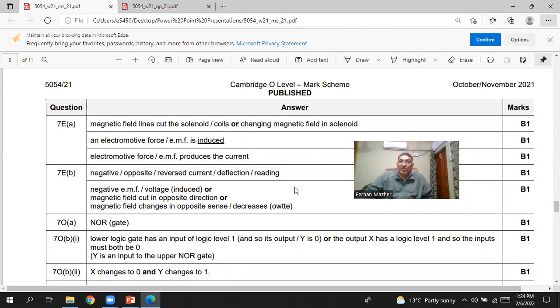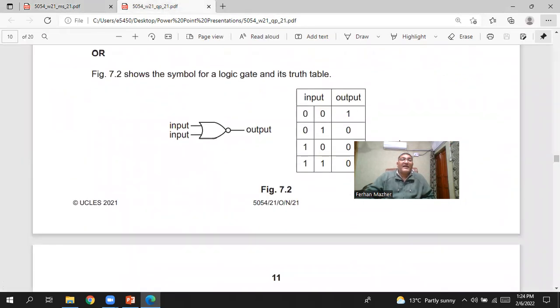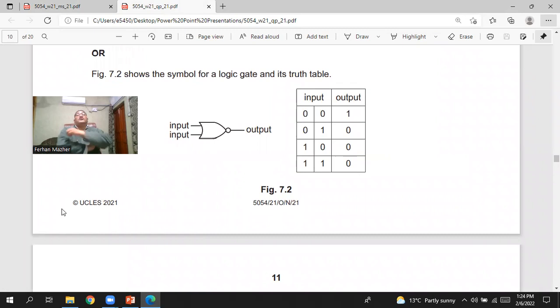The marking scheme is showing up on your screen. You can pause the video, take time, read them, and compare the answers. Okay, now let's move to the next part. Here we have figure 7.2, which shows the symbols of a logic gate and its truth table.